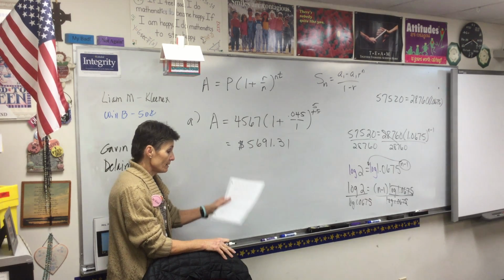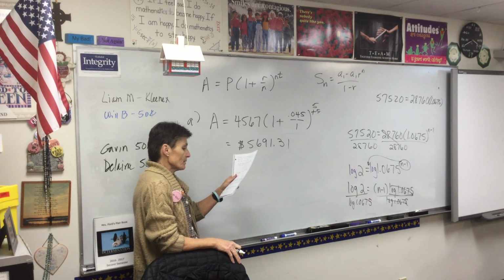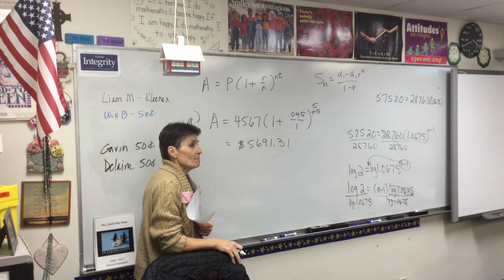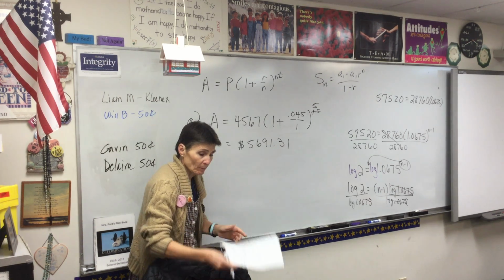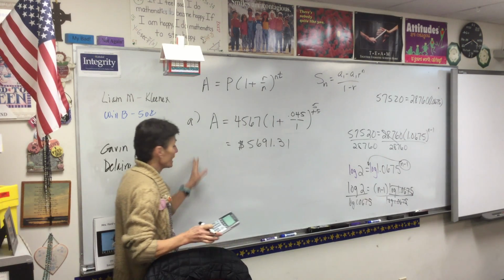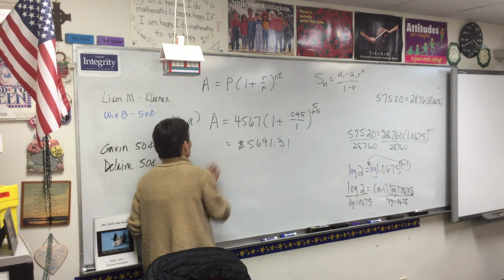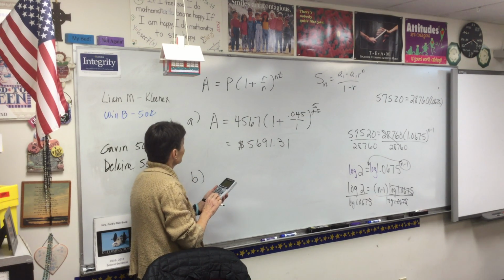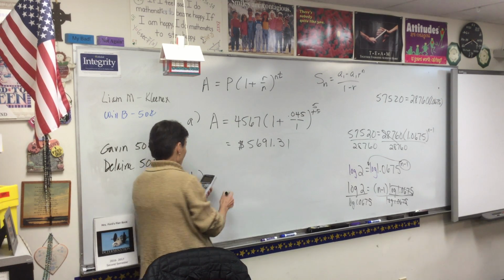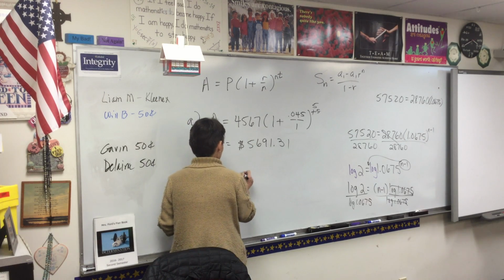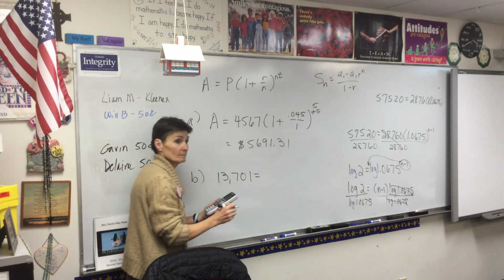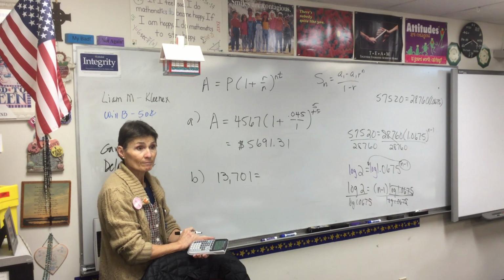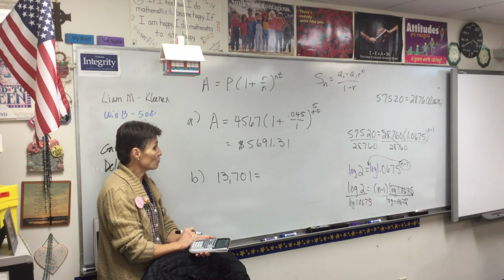All right. Then, when will the account value be tripled? So how much do I want to end up with? 3 times that, right? So 4,567 times 3. I want to end up with $13,701. Right? When will the account value be tripled?